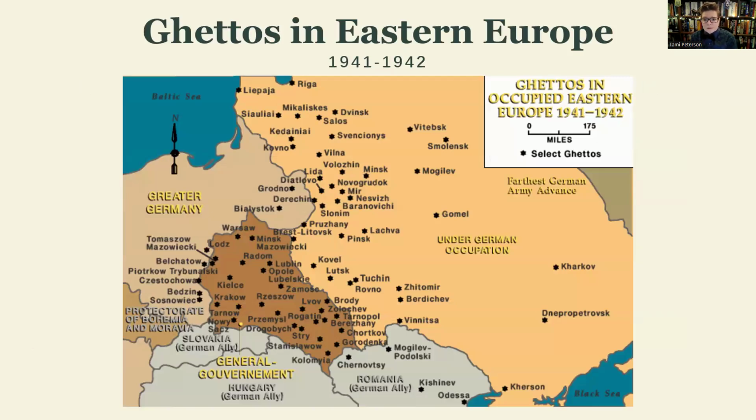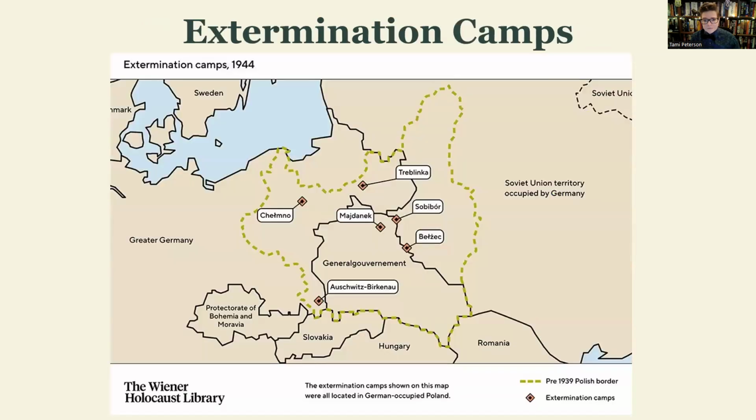This is a map of some of the ghettos in Eastern Europe. Here are the extermination camps as of 1944.